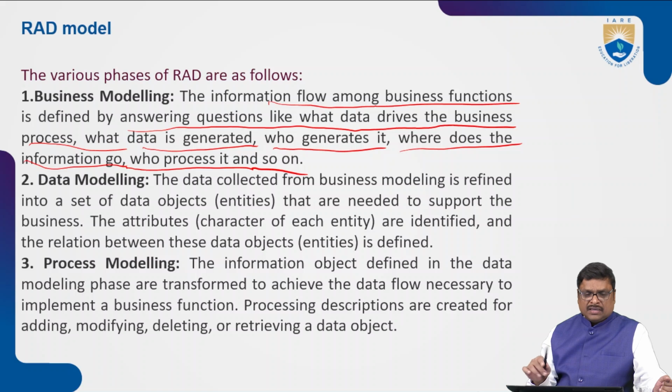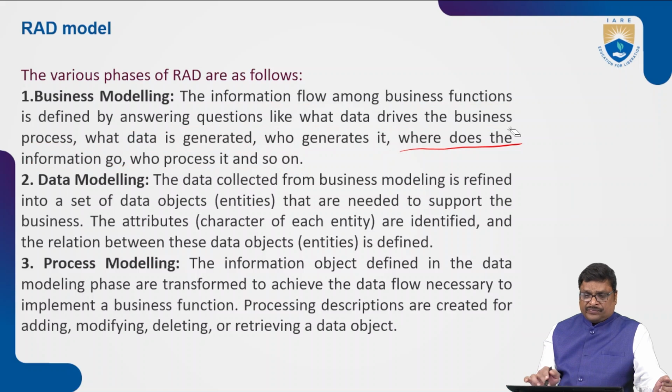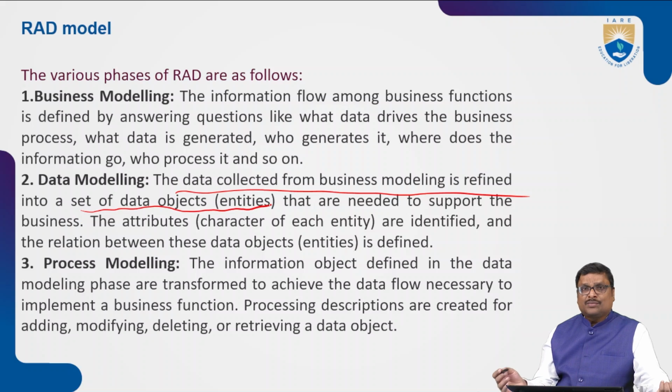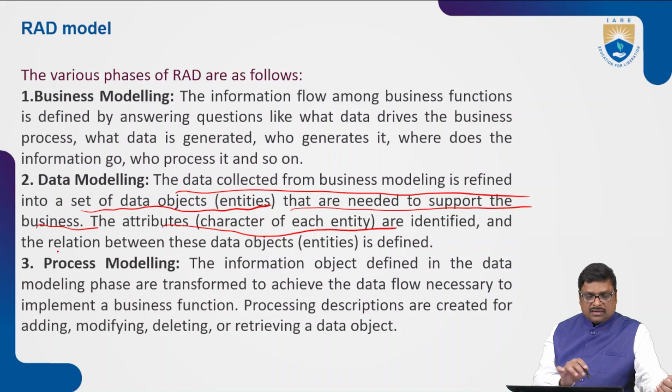That is exactly what we do in business modeling. Then data modeling. In data modeling, the data collected from the business modeling is refined into a set of data objects, which are nothing but the entities needed to support the business. The attributes, which are the characteristics of each entity, are defined, and the relations between these data objects or entities are defined. That's how we do data modeling.